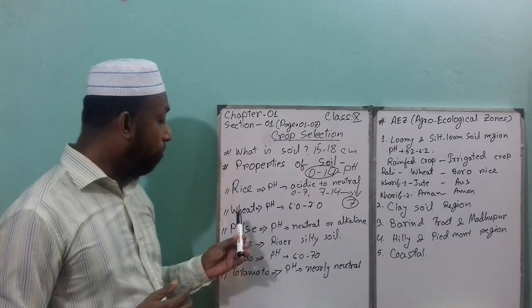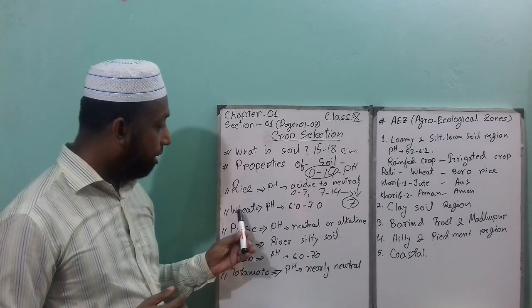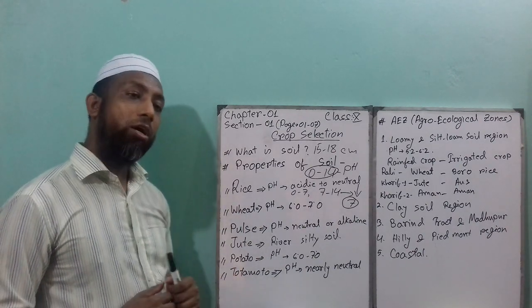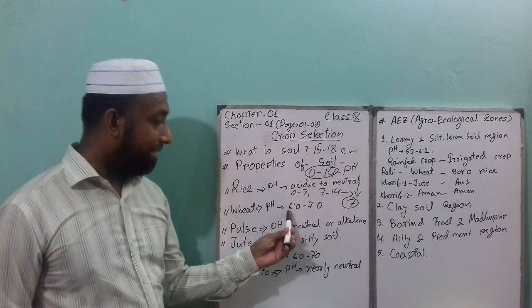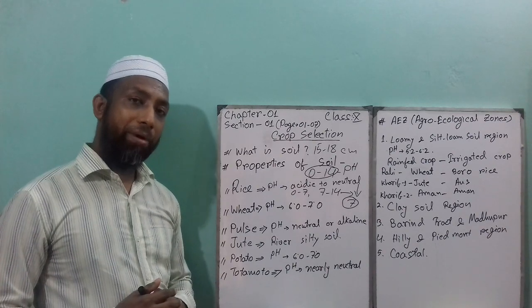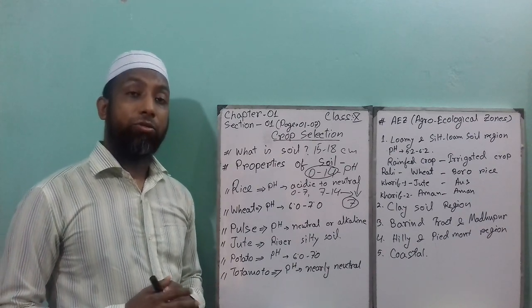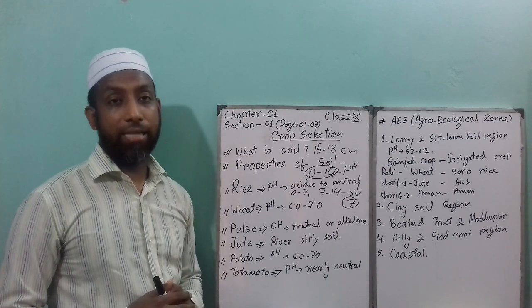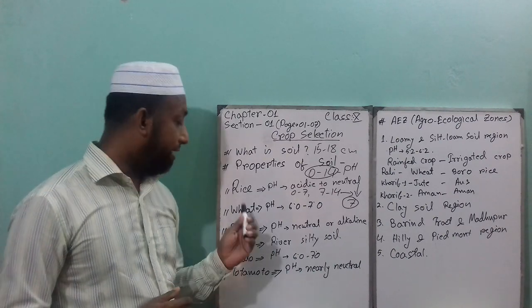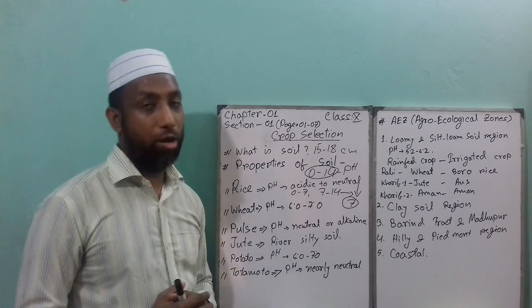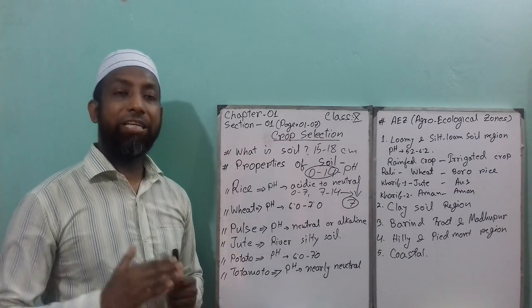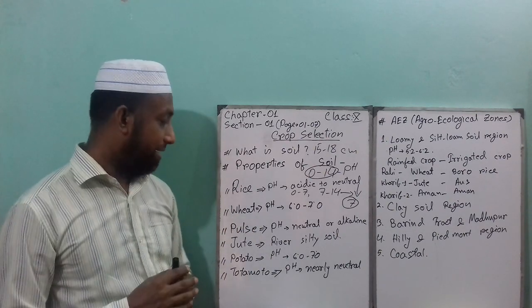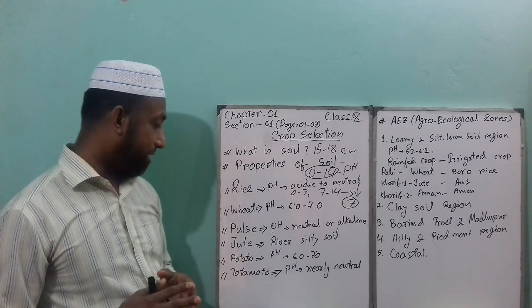Next, move on to wheat. What would be the properties of wheat soil? The pH of wheat soil is 6 to 7. Remember, wheat does not like a water stagnant condition. Wheat is a Rabi season crop. We can cultivate wheat in medium, high and highland. Wheat does not like water.